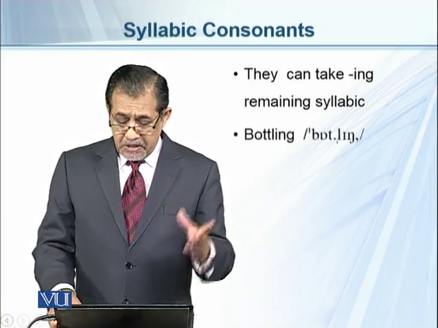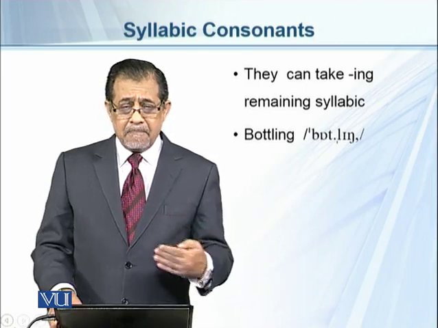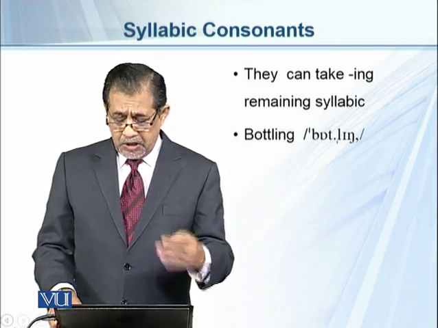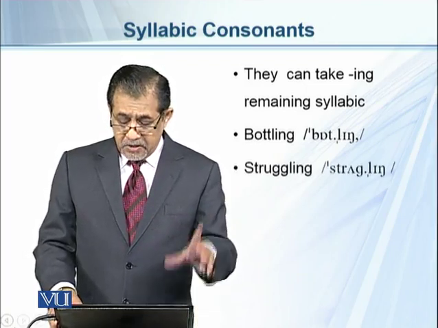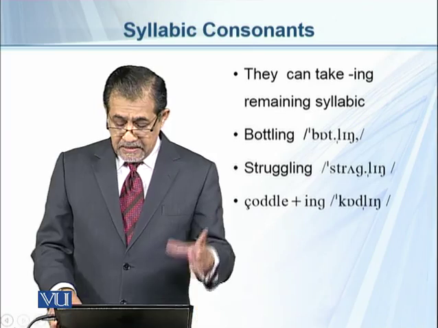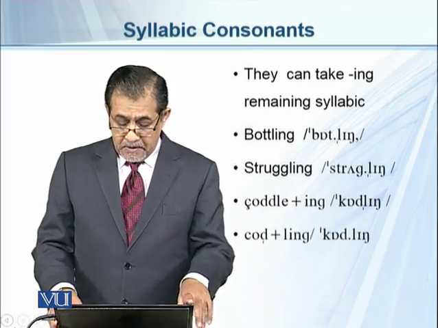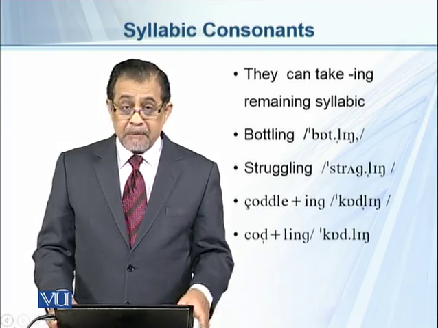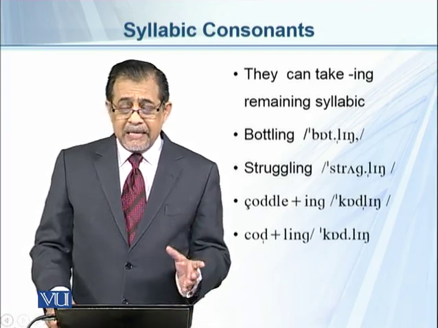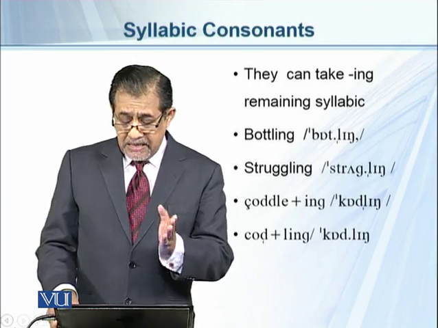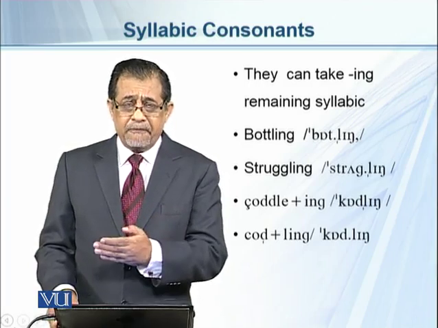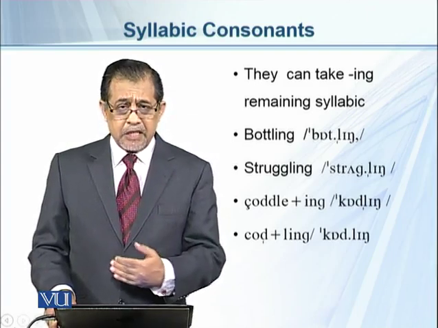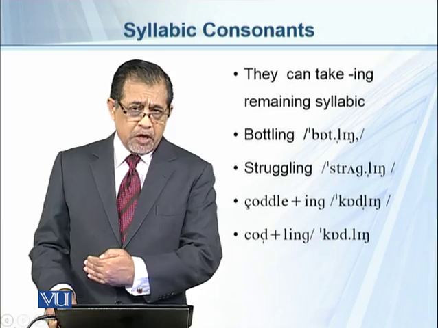For example, you can see bottling. Here we have kept the syllabification intact. Struggling, coddling. However, if you look at the last word, coddling, these are two syllables. The ling is a diminutive suffix, so it is added to cod. So here this syllabification is not possible.